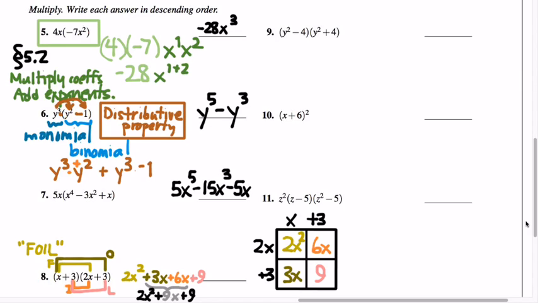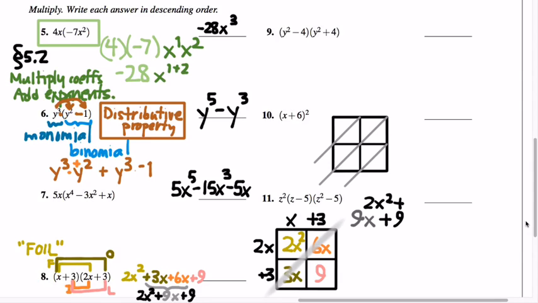The other nice part about it is that now in the last step, I need to combine my like terms. And I can find my like terms, the 6x and the 3x, lying right there along this diagonal. So they're easy to find, and I can add them together without having to hunt around to find them. They become 9x. And then I have my 9 from the bottom, and I have my 2x squared from the top left. We can use this method to multiply, say, 47 times 89.